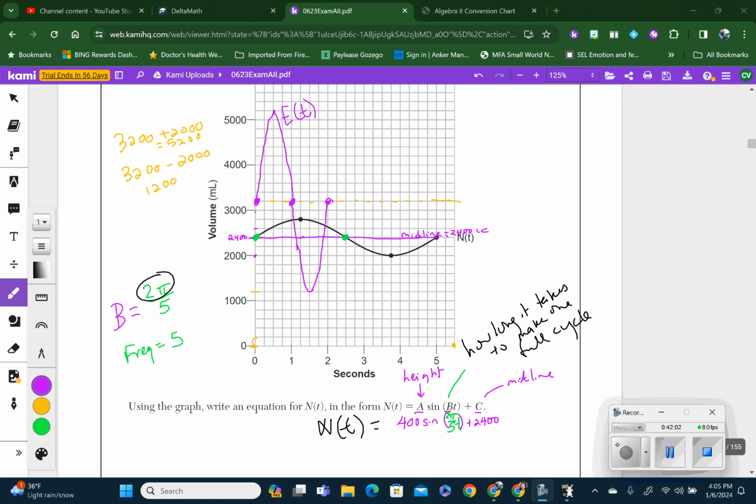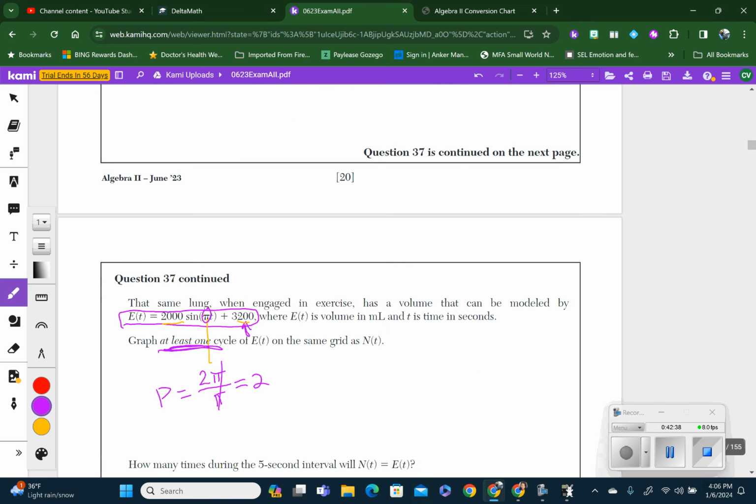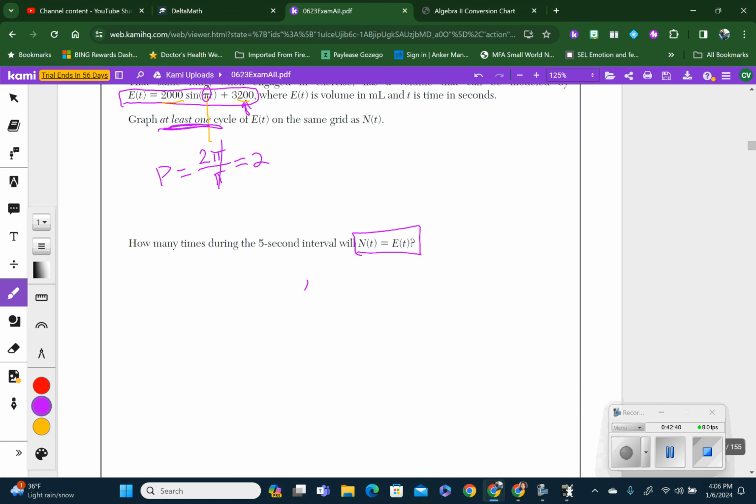So if I take a look at the one cycle that I've graphed, right? Let me do this in bright red. They hit once, they hit twice, but my cycle's not over, right? I'm going to keep going. So I want to know in the whole 5 seconds, how many times did they touch, right? So this is going to go back up again, come down, and hit again. So it's going to hit another 2 times here. So that's 4 times altogether, and then this is going to go up. The second cycle and the third cycle are horrible, but basically you're continuing the pattern, and you'll see that it hits 4 times. Okay, so there are 4 times that N of t is equal to E of t.